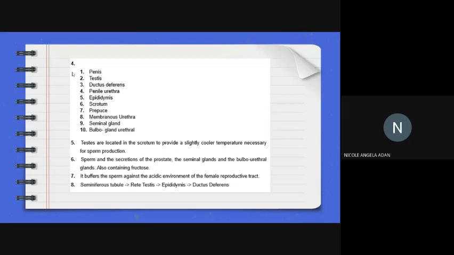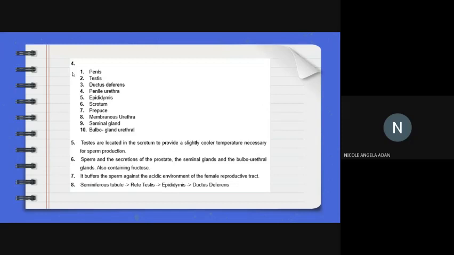Number 10, bulbourethral gland empties a secretion into the membranous urethra. So number 5, why are the testes located in the scrotum? Well, the testis is located in the scrotum because it provides a slightly cooler temperature necessary for sperm production. So it's important that it's located in the scrotum because it's the only part that is cooler for sperm production.